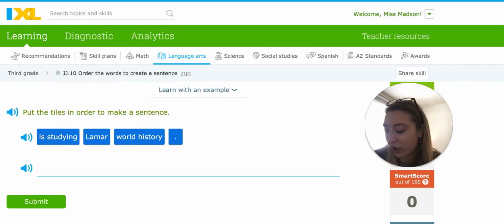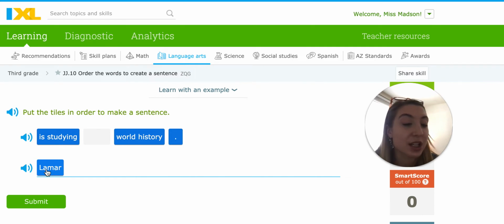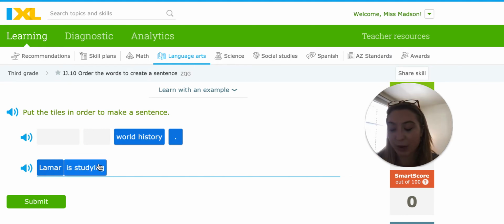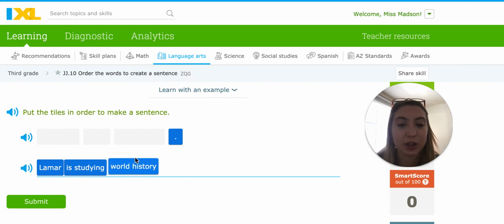Alright, so we know the order we're looking for is subject, verb, object, when or where. So when I see here, I have "is studying Lamar world history, period." So I already know the first word is always capitalized. And right here, we only have one word that is capitalized, Lamar, so that is our subject. It's also a noun. That's who the sentence is about, so I know it's the subject. And then I have my verb. So which one is a verb? Is studying or world history? Which one can you do? Well, I know studying. And then we have our object. What is he studying? World history. And at the end of my sentence, I always have a period.